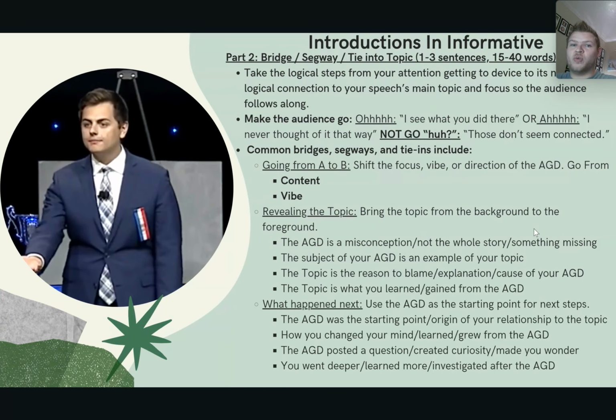After the attention getter, we have to bridge, segue, or tie into our topic because we never want to slap the audience in the face with what our topic is. Your title and the first sentence of your speech should not make it immediately obvious what the entire speech is going to be about, almost ever. This takes up around 1 to 3 sentences, 15 to 40 words, but you're going to take the logical steps from your attention-getting device to its natural and logical connection to the speech's main topic and focus so that the audience will follow along.